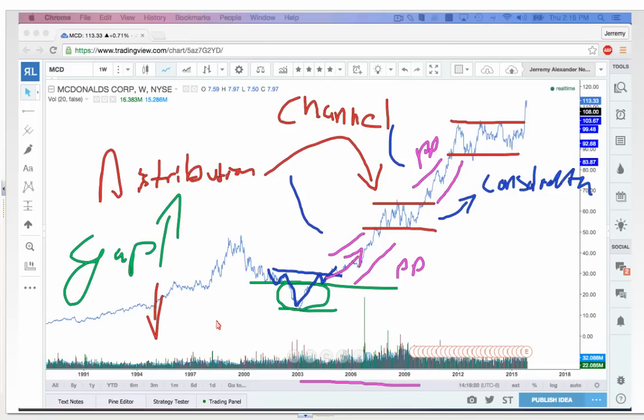Gap action. That's what we're looking for. Gap up or gap down. Those are two ways that you'll know.